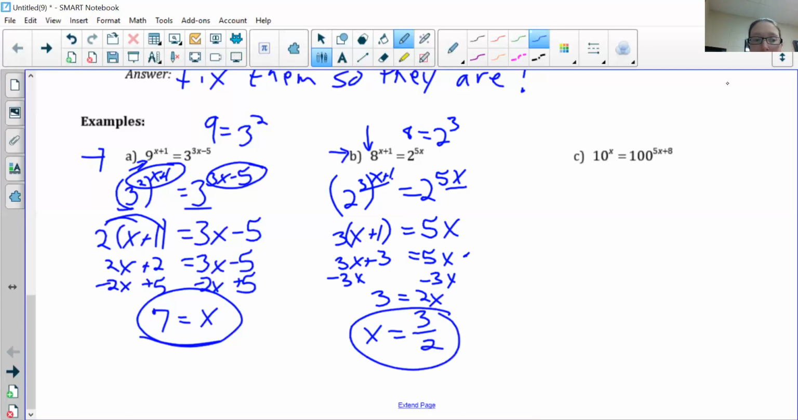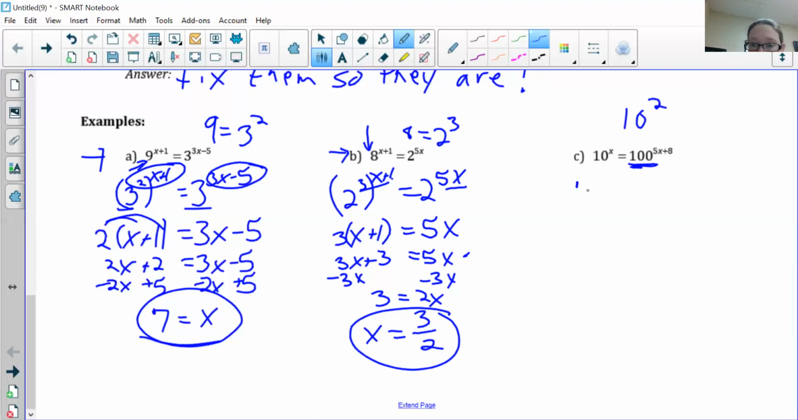Last one. So 10 to the x power is equal to 100 to the 5x plus 8 power. Once again, not the same base. So can we rewrite the big one? Let's rewrite 100 as a power of 10. So 10 to what power is 100? 10 squared, right? 10 times 10 is 100.